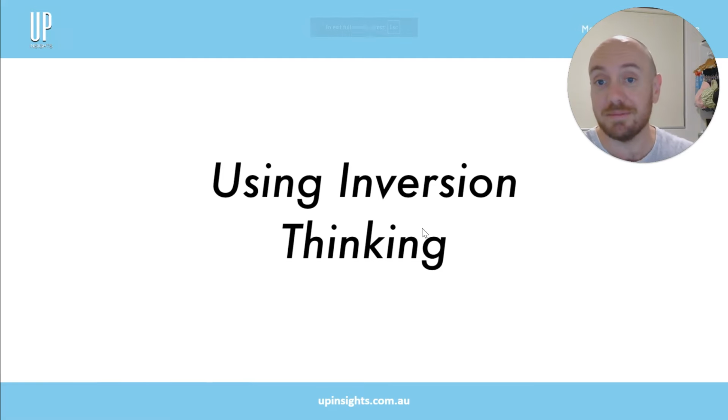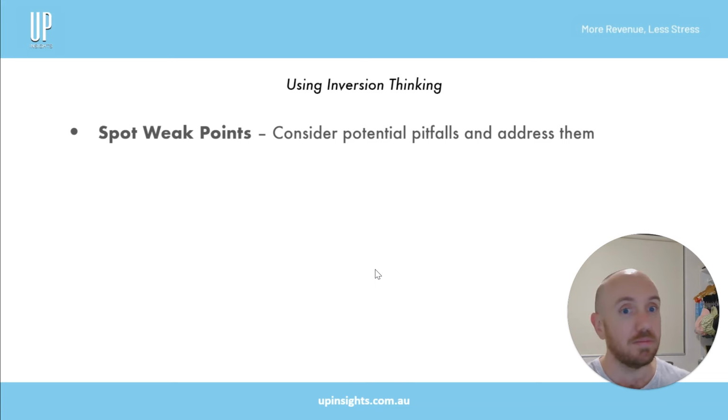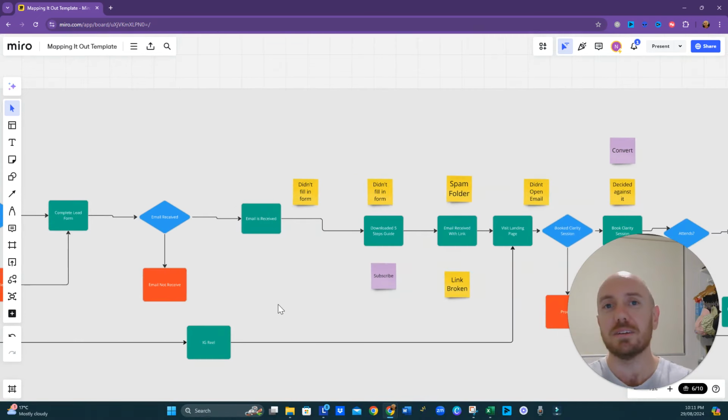Now, using inversion thinking, we can spot the weak points, consider potential pitfalls, and address them. So that's kind of what we were trying to do there, is we go through. With your specific journey, it might be easier to spot those weak points and find out where things are going wrong in your business. So with what I've built here, where is it? There it is. It's hard to tell because this is sort of an abstract concept from a case study that I've made up. But let's have a look. Let's see if I've got anything in here.